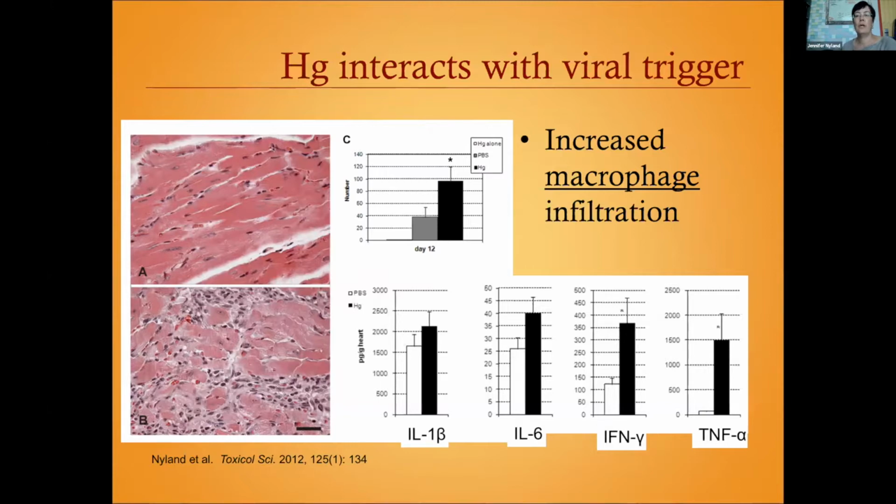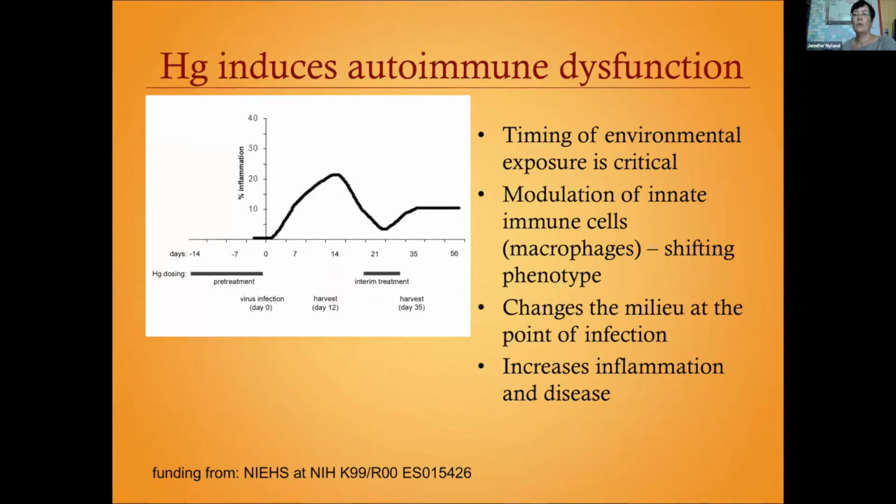So we looked for the number of macrophages that were in the heart, and we found more during the viral phase of the disease. So you want them there, that's great. But with mercury pre-exposure, they were significantly increased in number. The cytokines were elevated in different patterns than we might have expected. And importantly, there was a lot of fibrosis in those tissues that we think was being driven by this increase in macrophage infiltration. So what does this tell us?